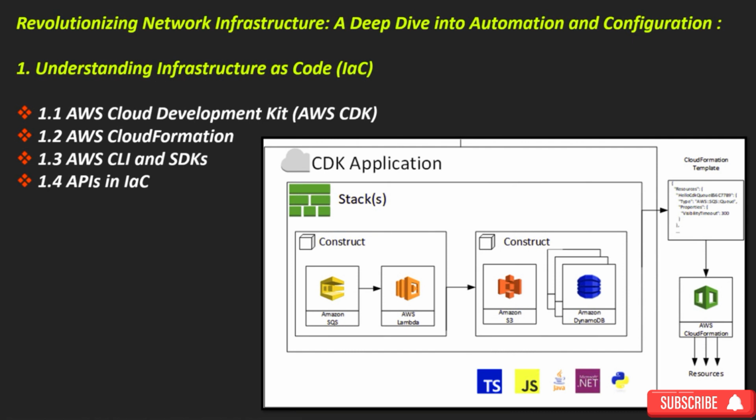The first point we need to talk about is understanding Infrastructure as Code, IaC. Infrastructure as Code is a paradigm shift that allows developers and operations teams to manage and provision infrastructure through code rather than through manual processes. Understand? This not only increases efficiency but also ensures consistency and repeatability in infrastructure deployment.